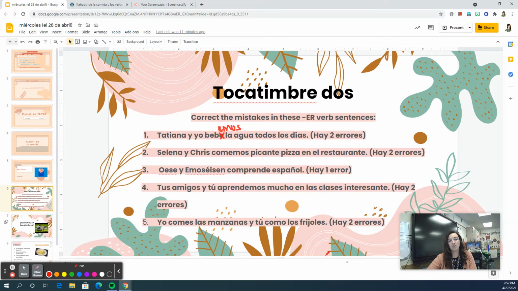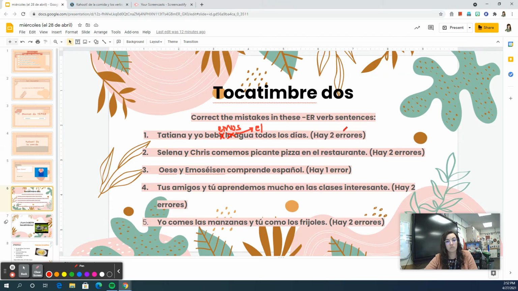So it's Tatiana y yo bebemos. Error número 2 is really small, and it is this little word la. Agua is a masculine word. Even though it ends with an A, it has to be el agua. So, Tatiana y yo bebemos el agua todos los días.